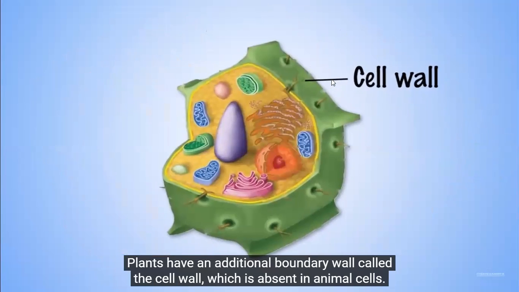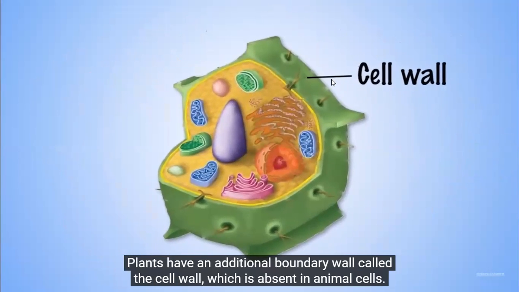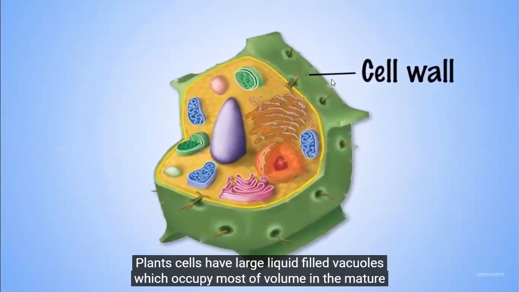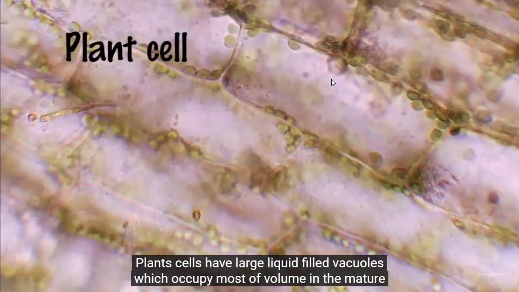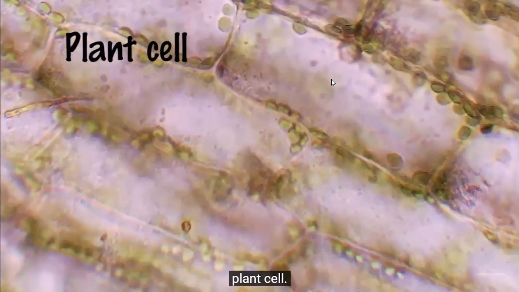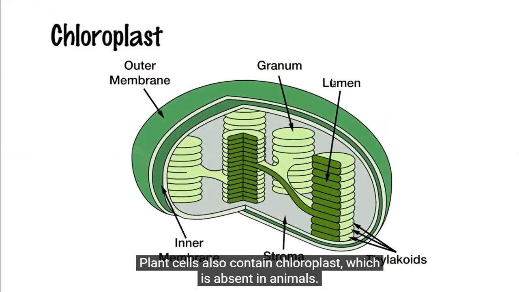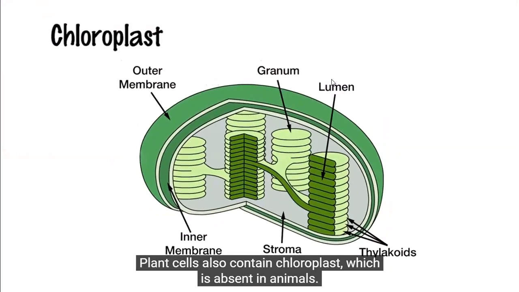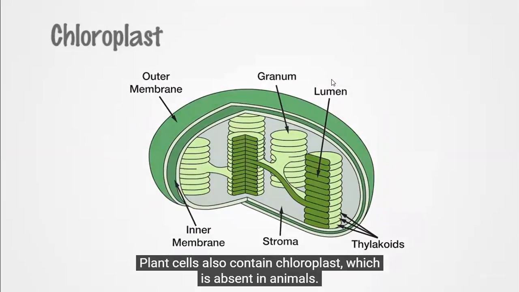Plants have an additional boundary wall called the cell wall, which is absent in animal cells. Plant cells have large liquid-filled vacuoles, which occupy most of the volume in the mature plant cell. Plant cells also contain chloroplasts, which are absent in animals.